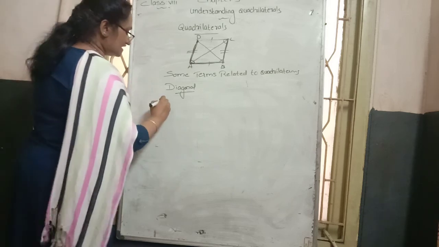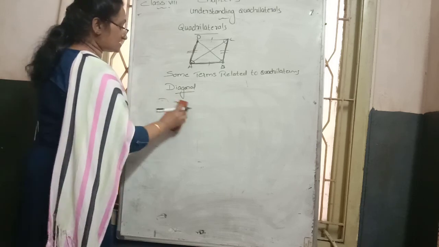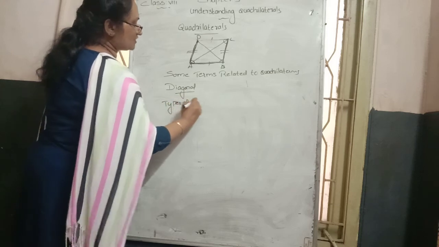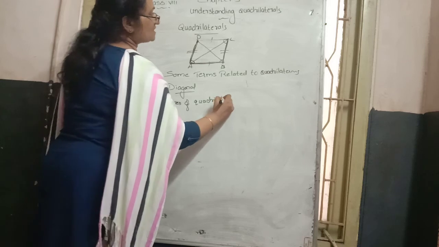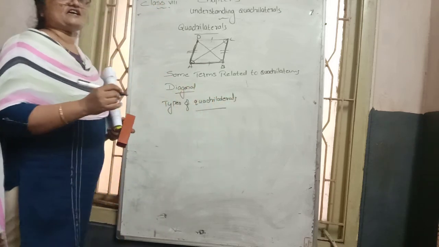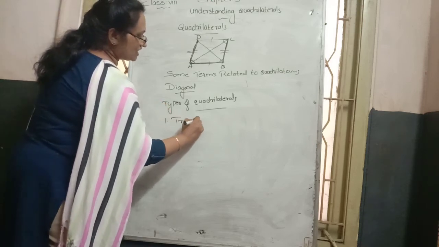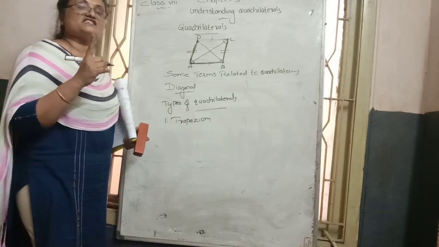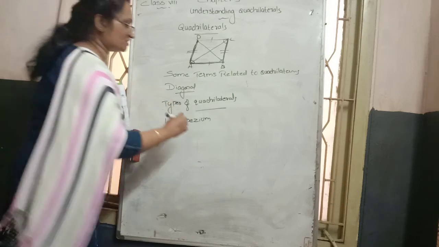Then the next topic is properties of a parallelogram. There are different types of quadrilaterals. Quadrilateral means a four-sided figure. We call it a quadrilateral. Different types: the first type is the trapezium shape. What about a trapezium? In a trapezium, the quadrilateral has one pair of parallel opposite sides. We call it a trapezium.